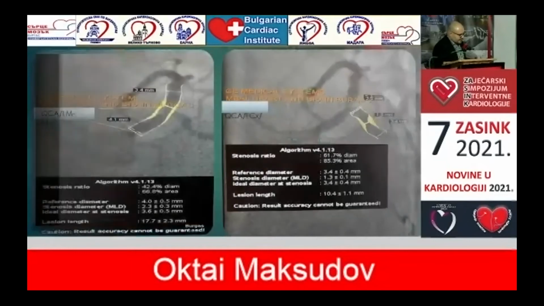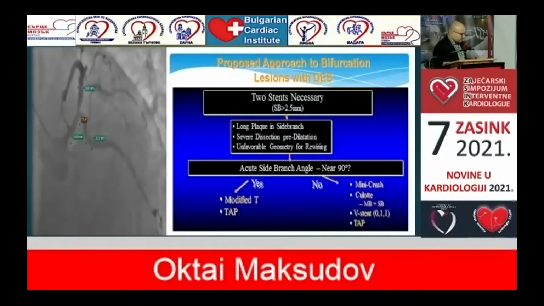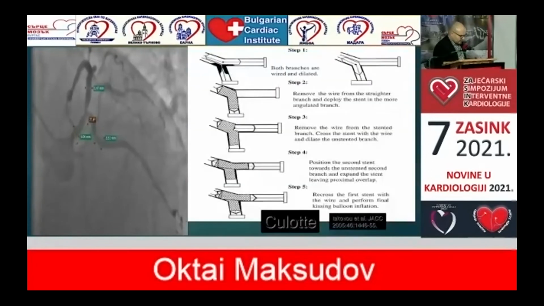The QCA said that there is a significant stenosis in the distal left main involving the ostium of the LAD, around 67%, and of course a significant in-stent restenosis of around 86% in the circumflex artery. So guided by the rules, this was a big side branch vessel with unfavorable geometry for rewiring. The sizes of the main and the side branch were approximately the same. So we go for the culotte stenting technique.